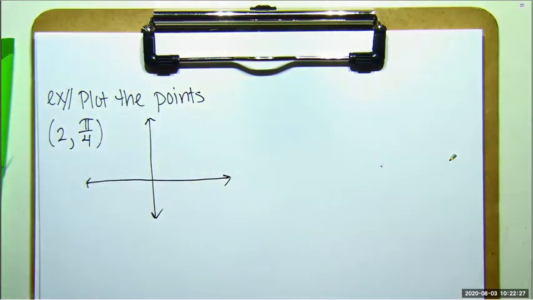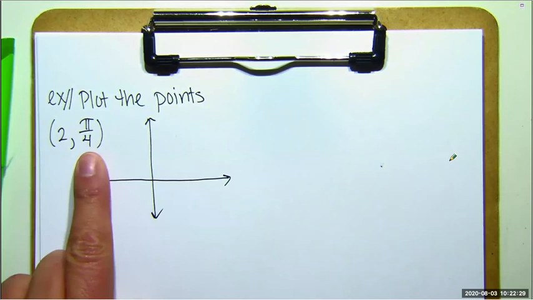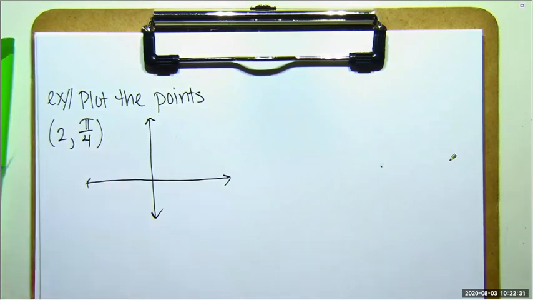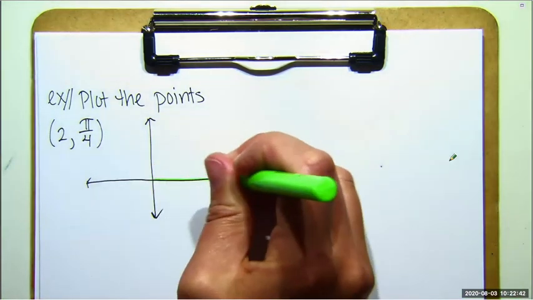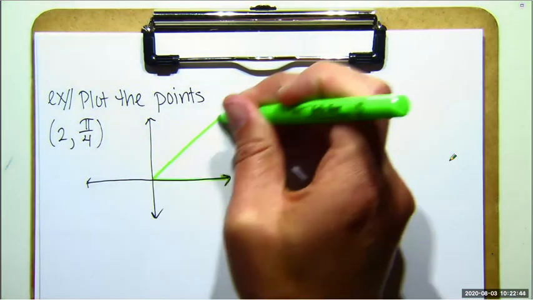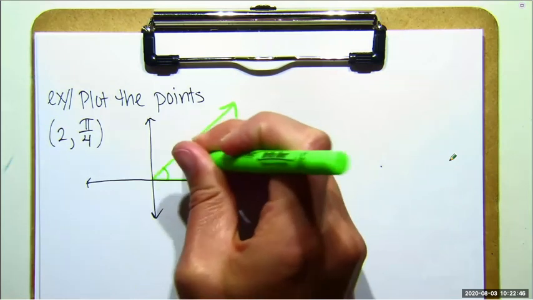Okay, so the first thing we're going to do is draw our angle. Even though this is in the order r, theta, in order to plot this point we need to put theta in first. Theta is pi over 4, so the very first thing we'll do is draw in pi over 4. Pi over 4 we know is 45 degrees. So here's pi over 4.